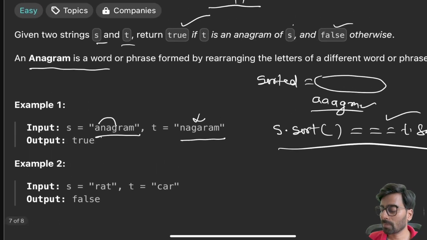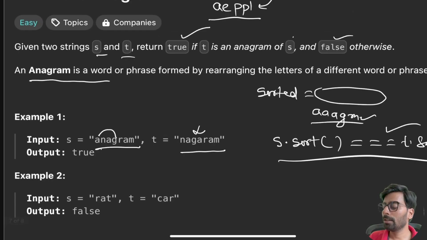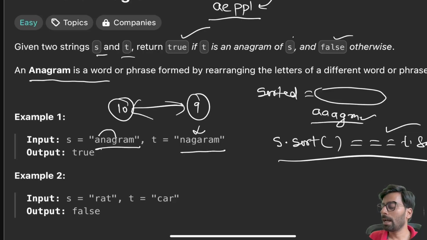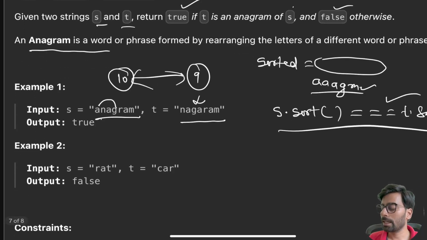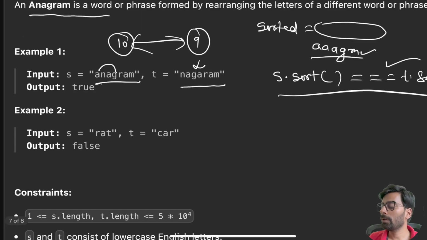But there is a thing that S and T need to be equal in length. Let's say S has 10 characters and T has 9 characters, then definitely they can't be anagrams of each other. So the base condition, or the edge case to check, would be that they should be equal in length. That's the first criteria of finding whether they are anagrams of each other or not. So we can sort and do it, but string does not support sort by default in JavaScript, so we need to convert this to an array and then do this.